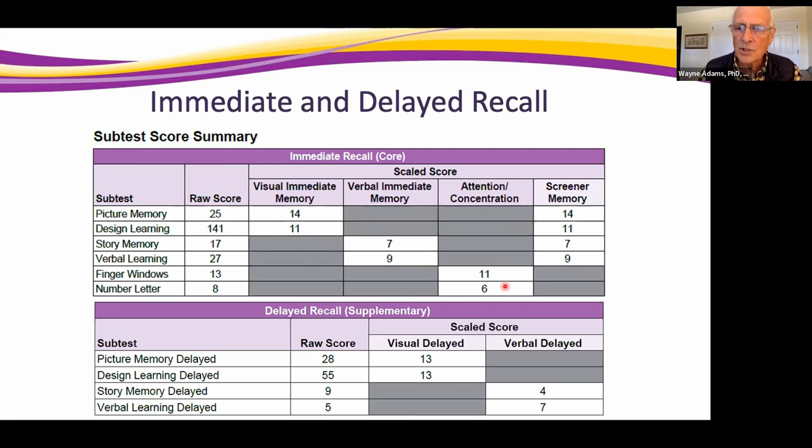Here again, though, it's suggesting that the visual processing of short-term memory is certainly significantly better than the non-visual, the more auditory number letter. This is relatively free of linguistic content, which should certainly be a hypothesis one would use to explain these low scores with story memory and verbal learning. So we'll keep that in the back of our minds as we look at these other findings.